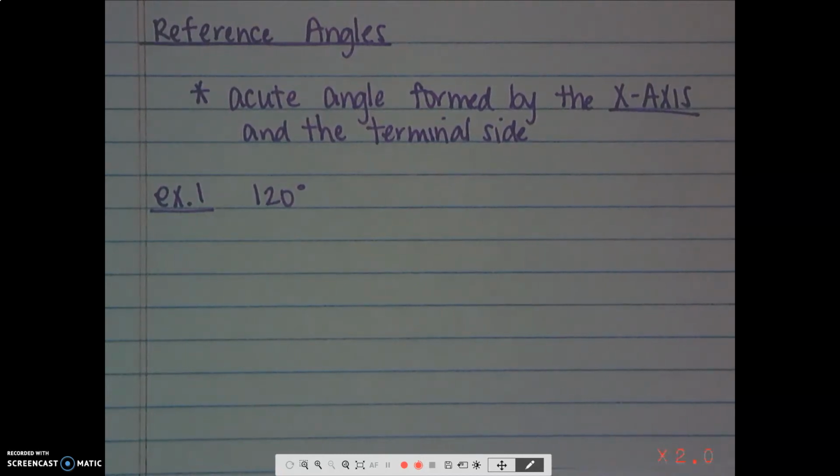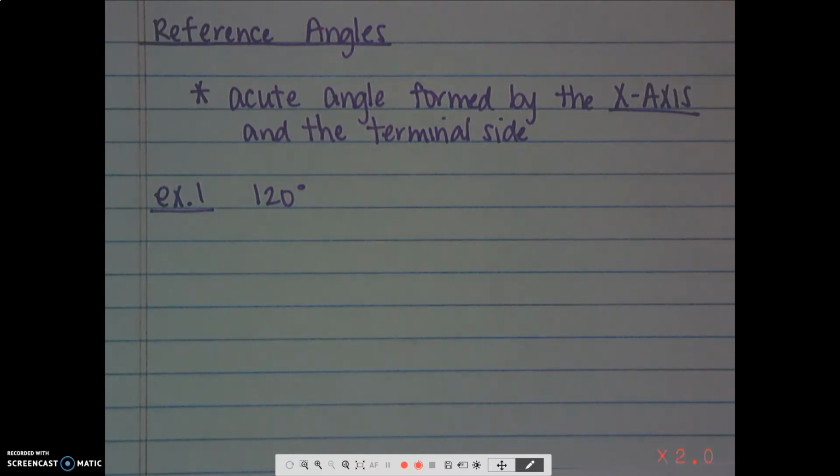Today we're talking about reference angles, and reference angles are the acute angle formed by the x-axis and the terminal side. So really important, acute angle, meaning it must be less than 90 and bigger than 0 degrees. And it is with the x-axis. So I would say that's the number one biggest mistake that people make: they want to try and say it's with the y-axis. It is with the x-axis.